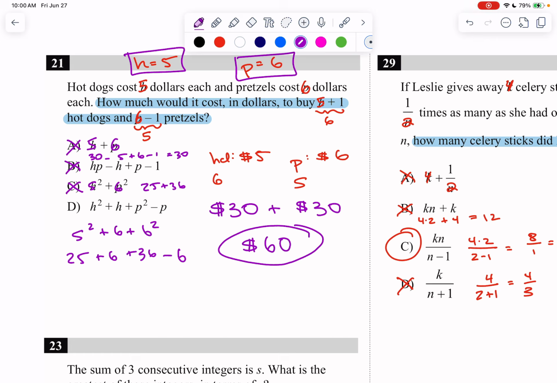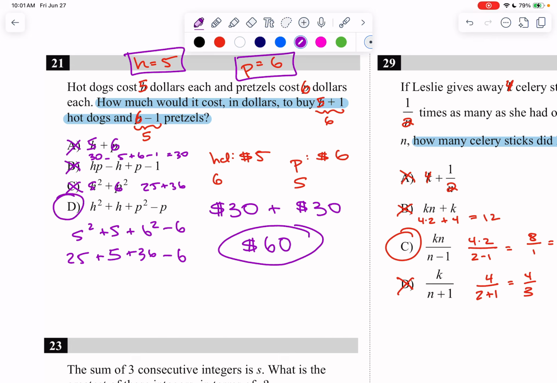Ooh, you know what I did? I put in a 6 instead of a 5. I needed a 5 right there. Do you see that? That was a mistake on my part. Should it look more like this? Yeah? So we have 25 plus 5 plus 36 minus 6. And that's what will give us 60.